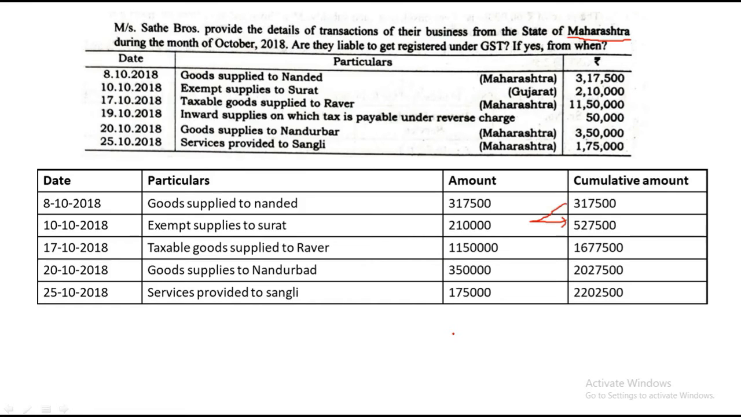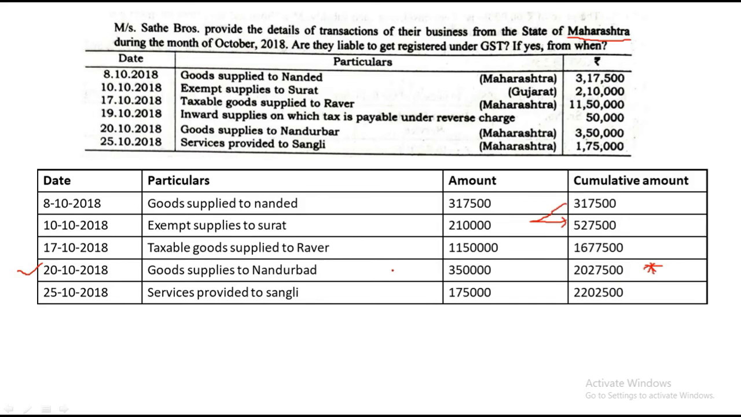Once you come to this point, now it is the simplest part. Just check: since he was in the state of Maharashtra, supplying goods and services both, the threshold limit is supposed to be 20 lakhs. Now, when we added up the cumulative, we saw that the aggregate turnover goes over 20 lakhs in this particular cell, and the date corresponding to this cell is 20th October. So Sate Brothers' aggregate turnover has exceeded the threshold limit. The moment it gets exceeded, he has to register under GST.